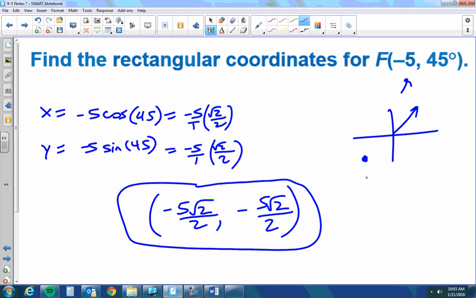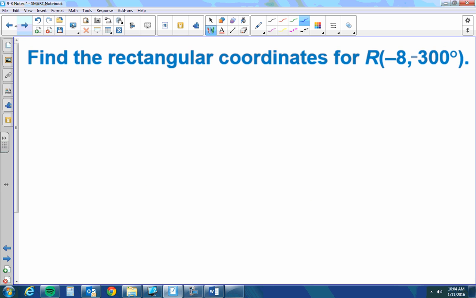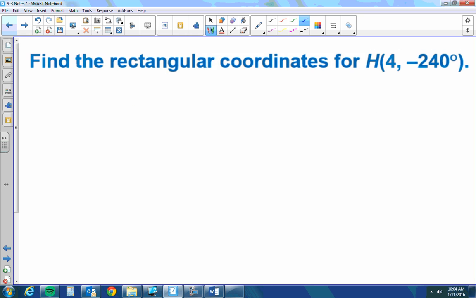So like I said, be careful. The angle in this problem was a positive angle, but the point was in the third quadrant. All right, do you want to do the next example or the last one? I'm going to do one of these. Okay, let's do this one.